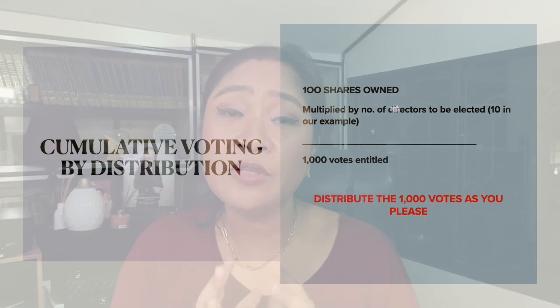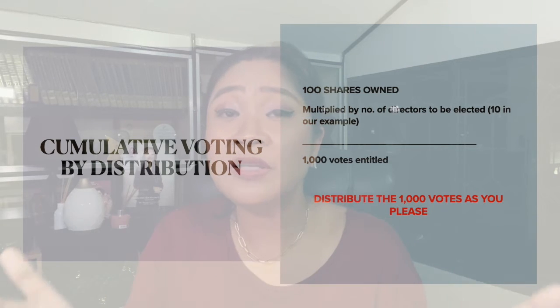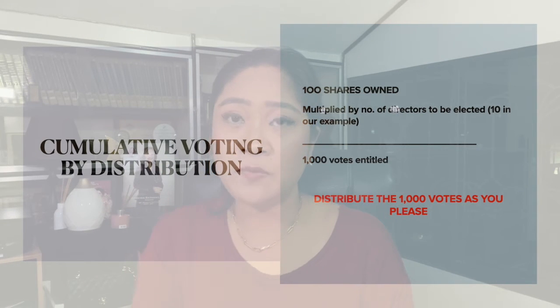Then, cumulative voting by distribution would tell you that you will distribute it in the way that you would want it to be distributed. So, let's say, for example, you have chosen 10 out of the 15. The 1,000 votes, you can distribute in a way where perhaps one director will get 200 votes, one director will get 50 votes, another director will get 400 votes, and so on and so forth, so long as you only cast up until your 1,000 votes. So that is cumulative voting by distribution.